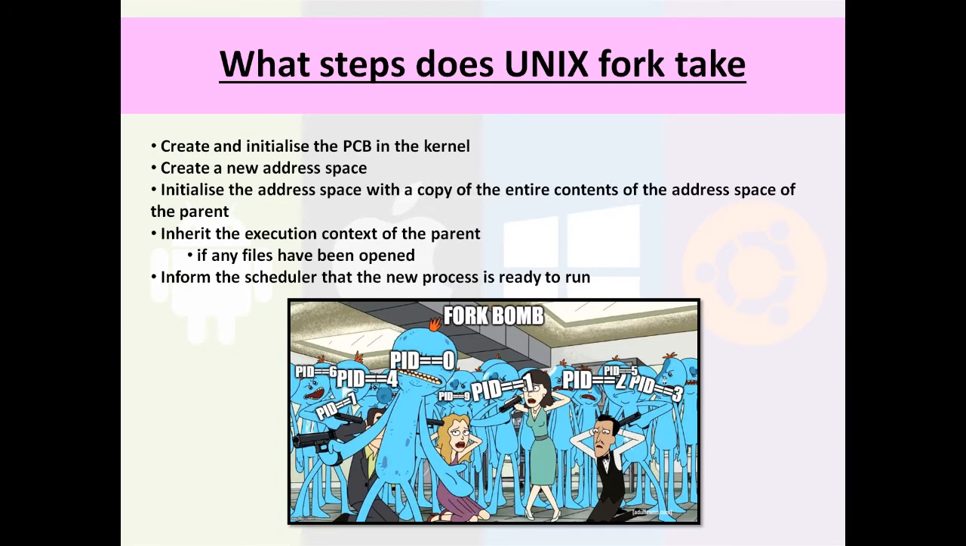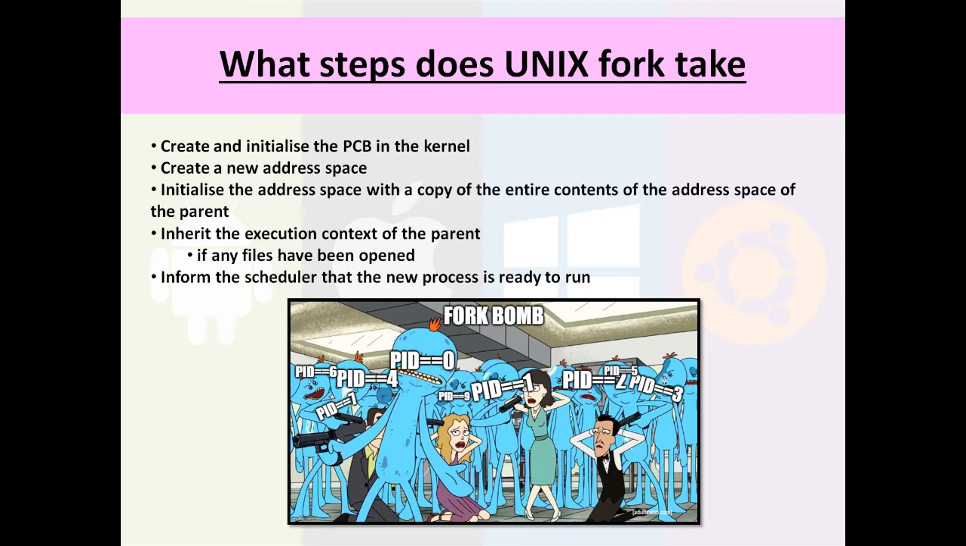Now, what are the steps that Unix fork takes? It's similar to the Windows approach, but slightly different. As in Windows, it creates and initializes the PCB in the kernel. It creates a new address space, and it initializes the address space with a copy of the entire contents of the address space of the parent, as well as any inherent execution context of that parent.